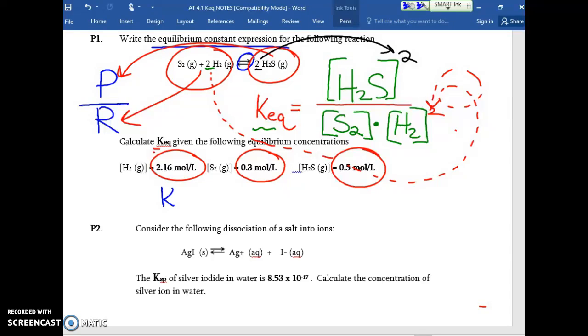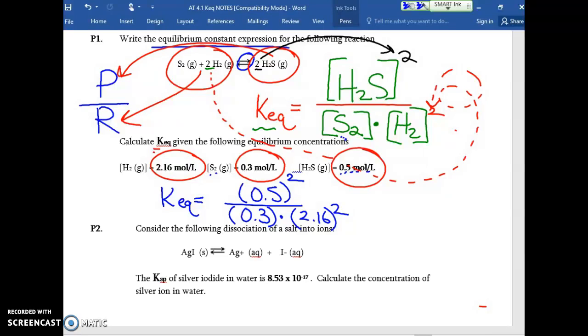So, Keq. H2S, just be careful, is 0.05 squared, divided by H2, sorry, let's go in the order, S2 is 0.3 by itself, times the other term, 2.16 squared.